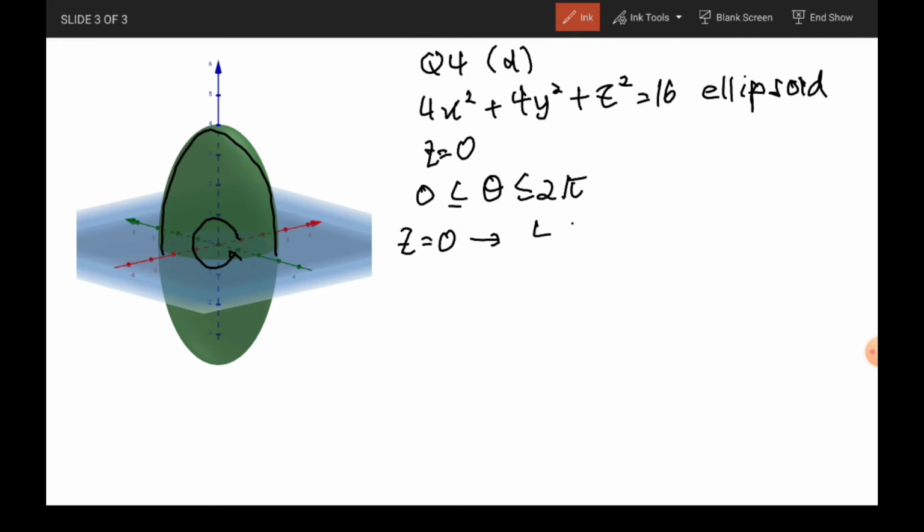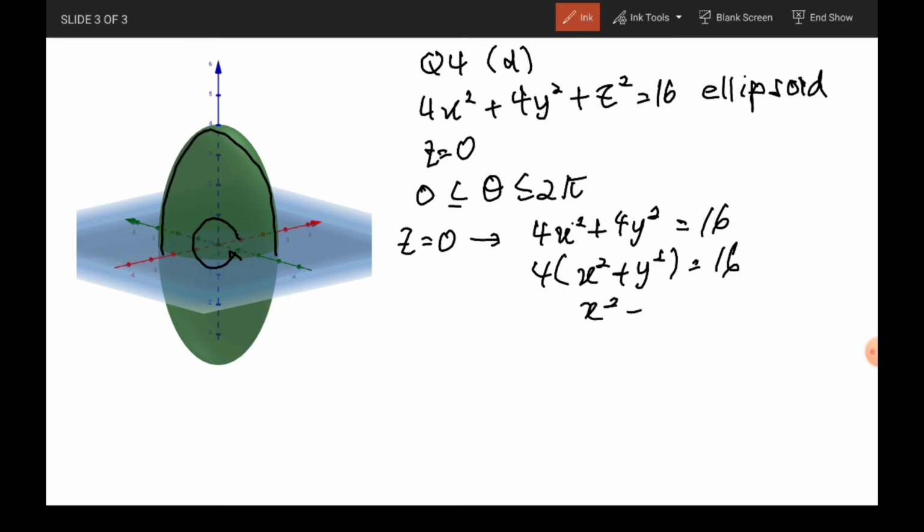To find r, we use the equation when we set z equals 0. So 4x squared plus 4y squared equals 16. Then we can factorize, and what we get is 16 divided by 4, so we get 4. The square root of 4 is 2. So now we have r equals 2. The radius for the ellipsoid is 2 at z equals 0.